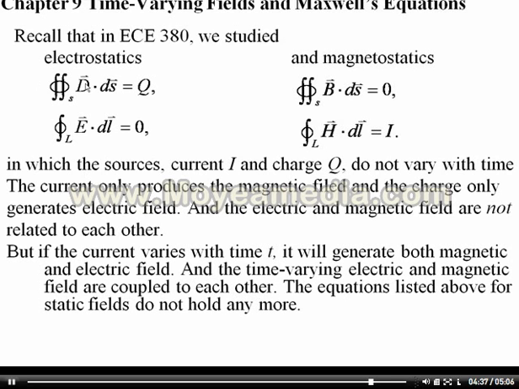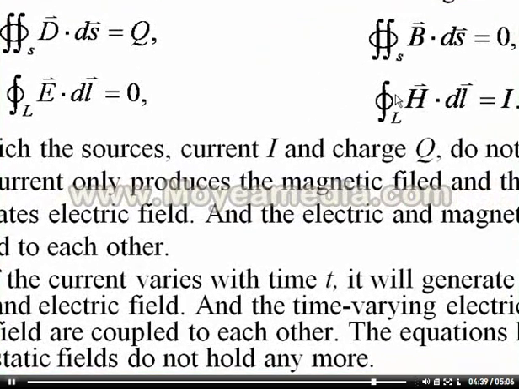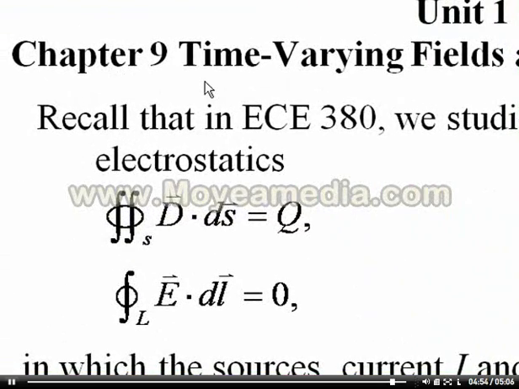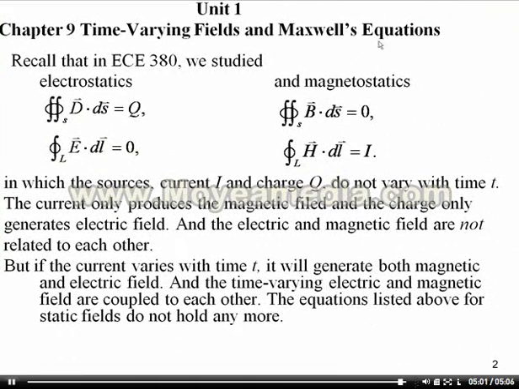In other words, these two sets of equations are no longer true for time-varying fields, and the equations listed above for static fields must be modified. So in Chapter 9, we're going to find out the behavior of the time-varying fields and how these two sets of equations are modified to Maxwell equations.